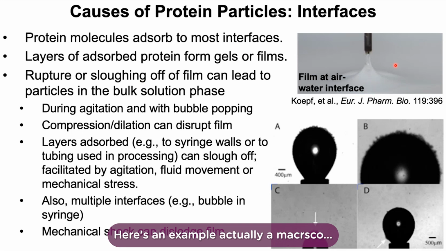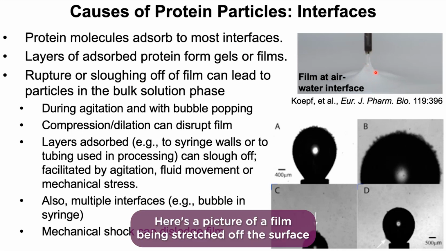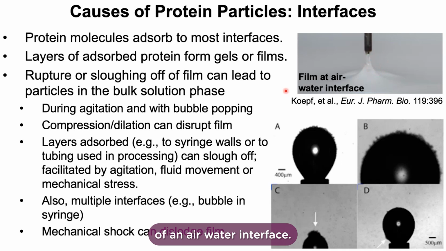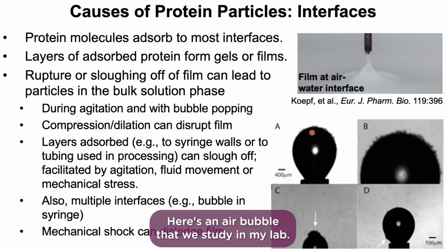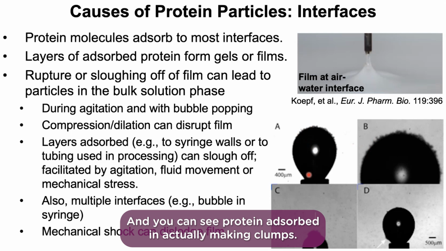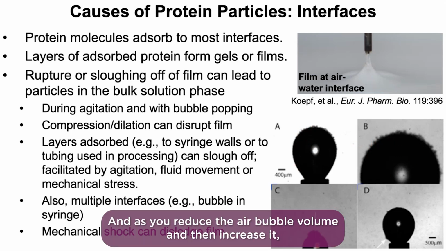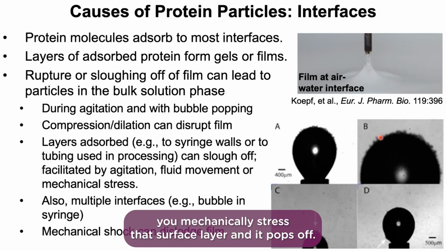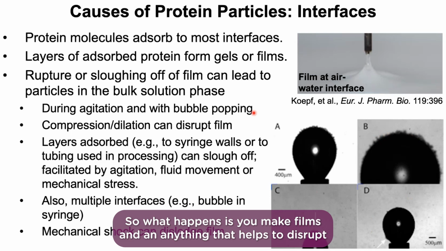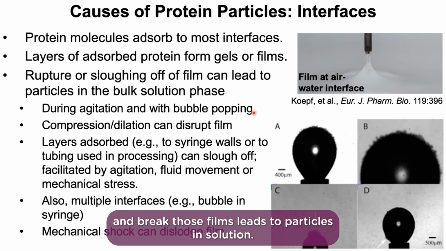Here's an example, actually a macroscope. Here's a picture of a film being stretched off the surface of an air-water interface. Here's an air bubble that we studied in my lab, and you can see protein adsorbing and actually making clumps. And as you reduce the air bubble volume and then increase it, you mechanically stress that surface layer and it pops off. So what happens is you make films, and then anything that helps to disrupt and break those films leads to particles in solution.